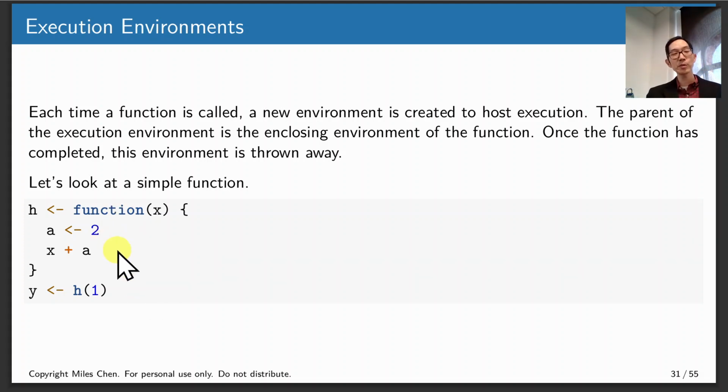Right? So let's look at a very simple function. This function is called h. The function h receives an argument x. Okay. The first line of code takes the name a and binds it to the value 2. The last line of code in h returns the value x plus a. It's going to take the value x that it received, add a to it, which has the value 2, and return that. Okay, so we are going to call h with the value 1 and assign the result to y. Okay, so y is going to get the value 3. No big deal. But let's just see what happens when we do this.